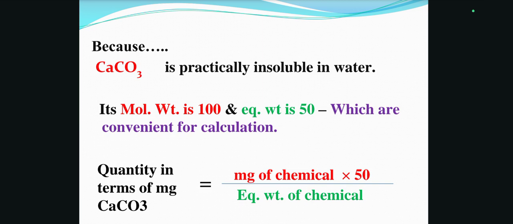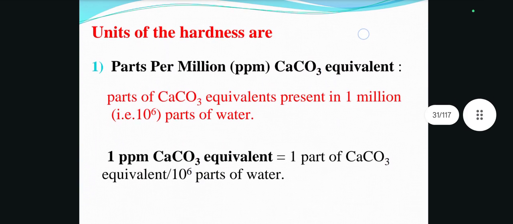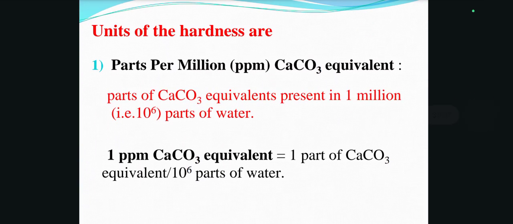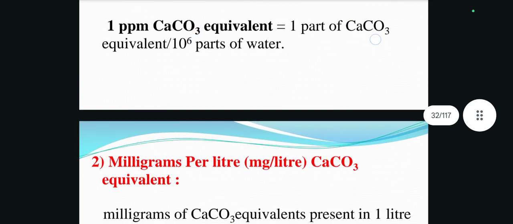Alright, so among the units of hardness, the first unit is ppm, parts per million, that is 10 raised to 6 parts of water. Here keep in mind that 1 ppm CaCO3 equivalent is 1 part of CaCO3 in 10 raised to 6 parts of water. So simply keep in mind ppm, that's it. ppm is the unit that is used.